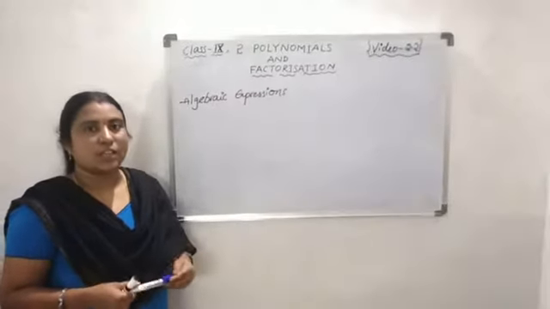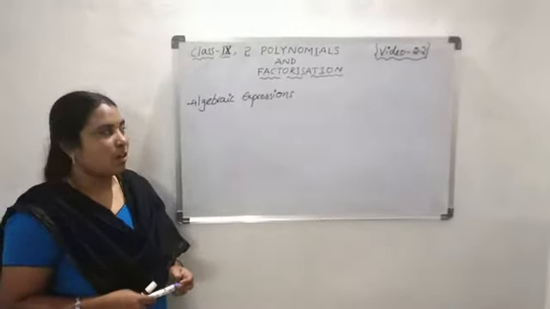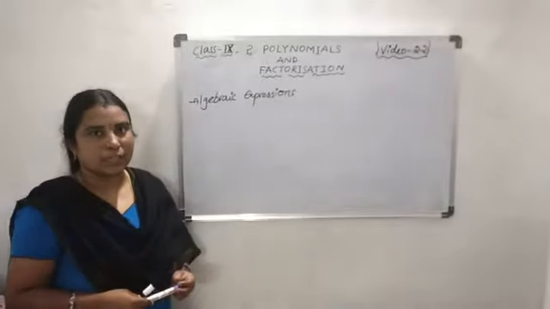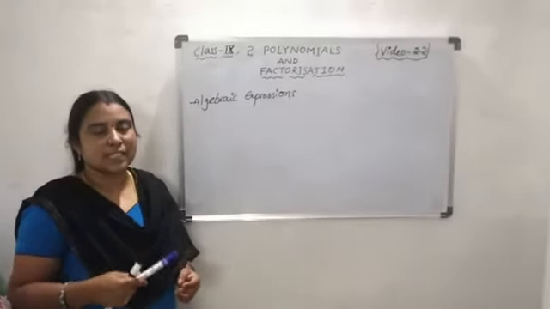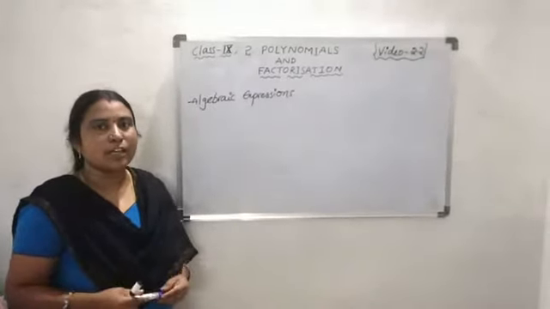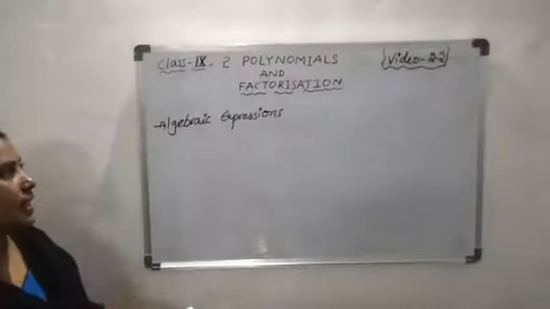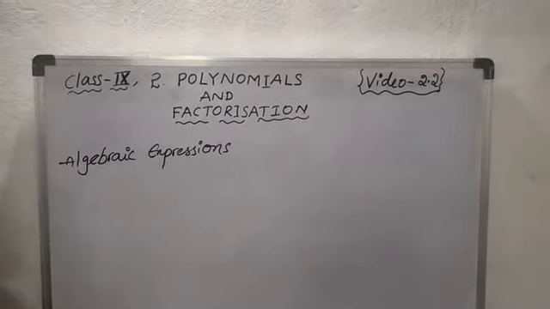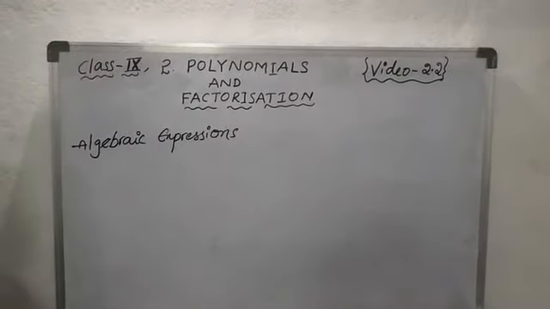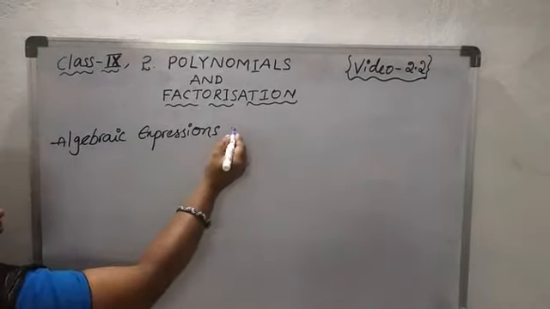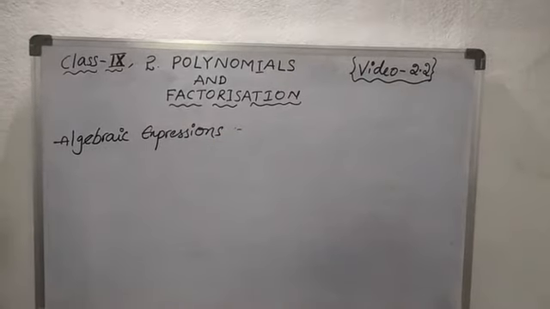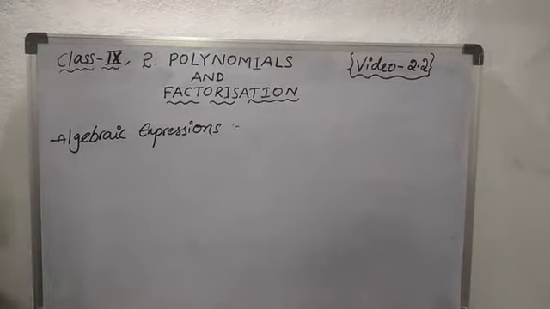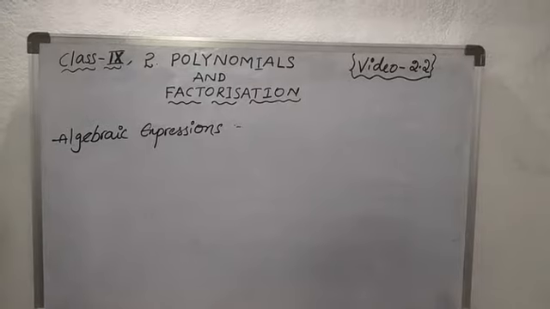Today we are discussing what a polynomial is, that is, how we can tell whether an expression is a polynomial or not. Yesterday, in that video, we discussed algebraic expressions. What are algebraic expressions? As already said, they are made using constants and variables with the help of mathematical operations like plus, minus, multiplication and division.